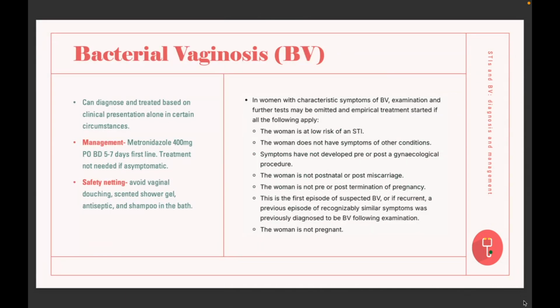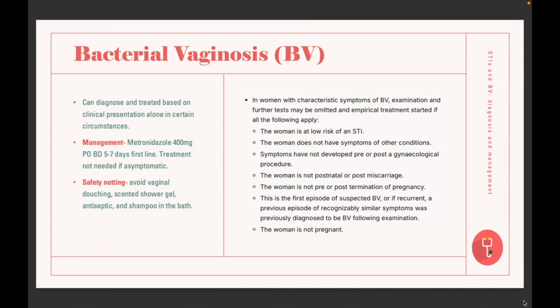So you can diagnose and treat BV based on clinical presentation alone in certain circumstances. Those are listed on the right-hand side. So if the person is low risk of an STI, if they don't have any symptoms of other conditions, including STIs, if symptoms have not developed pre or post a gynae procedure. For example, if a patient has had a sterilisation or a coil insertion and they develop symptoms of BV, it's not enough just to treat them based on presentation. So it's really important to take a thorough history like we do with every patient, just to make sure that you're not missing any of those.